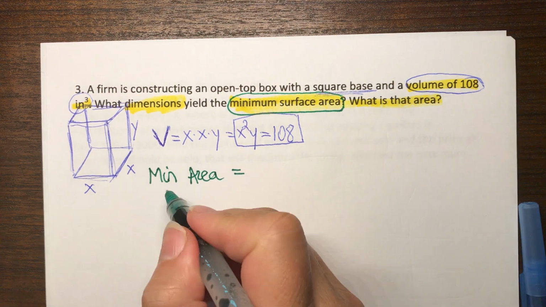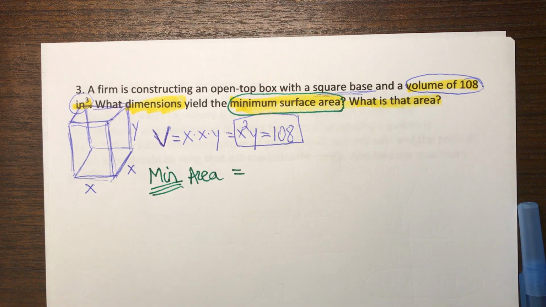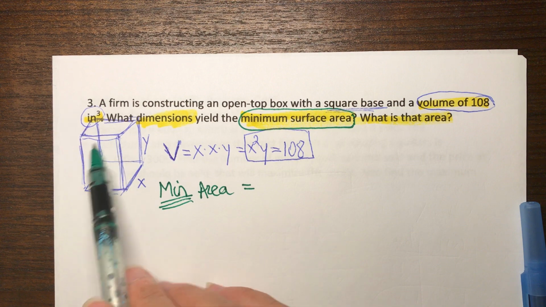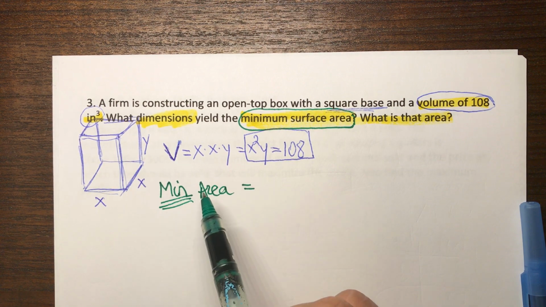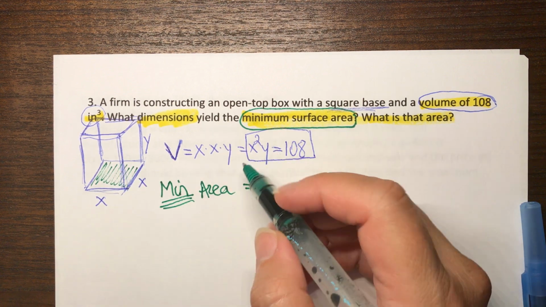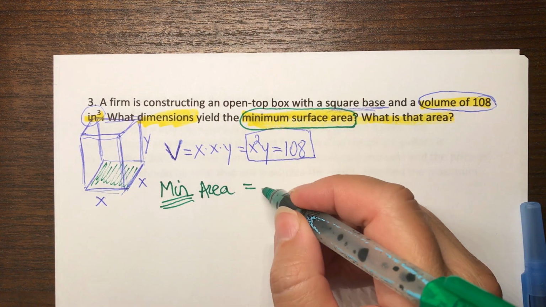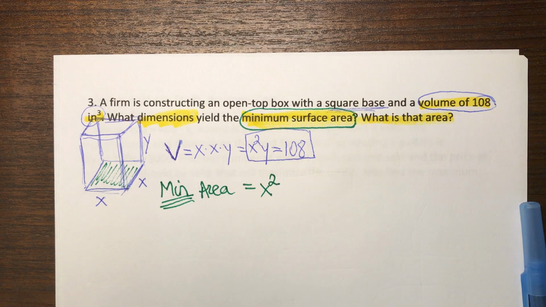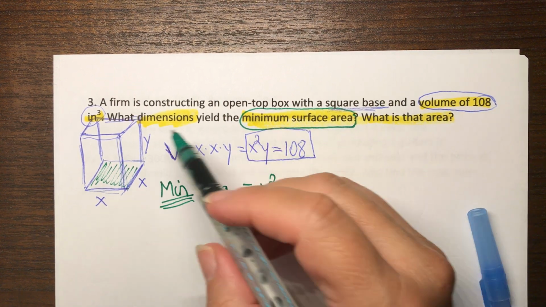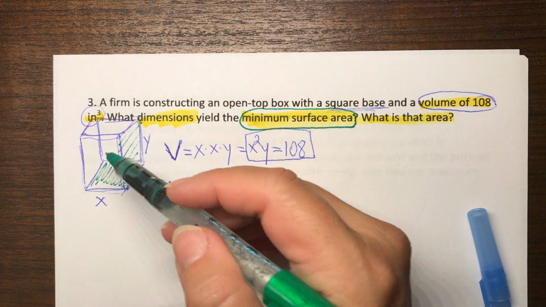Well, how do I find the area of this box? Now, the area of the box is all the sides, yes? So, first of all, I have a base, yes? The area of the base is length times width, so that's the base. It gives me an x squared. Plus, what else does my box have? My box has 4 sides.